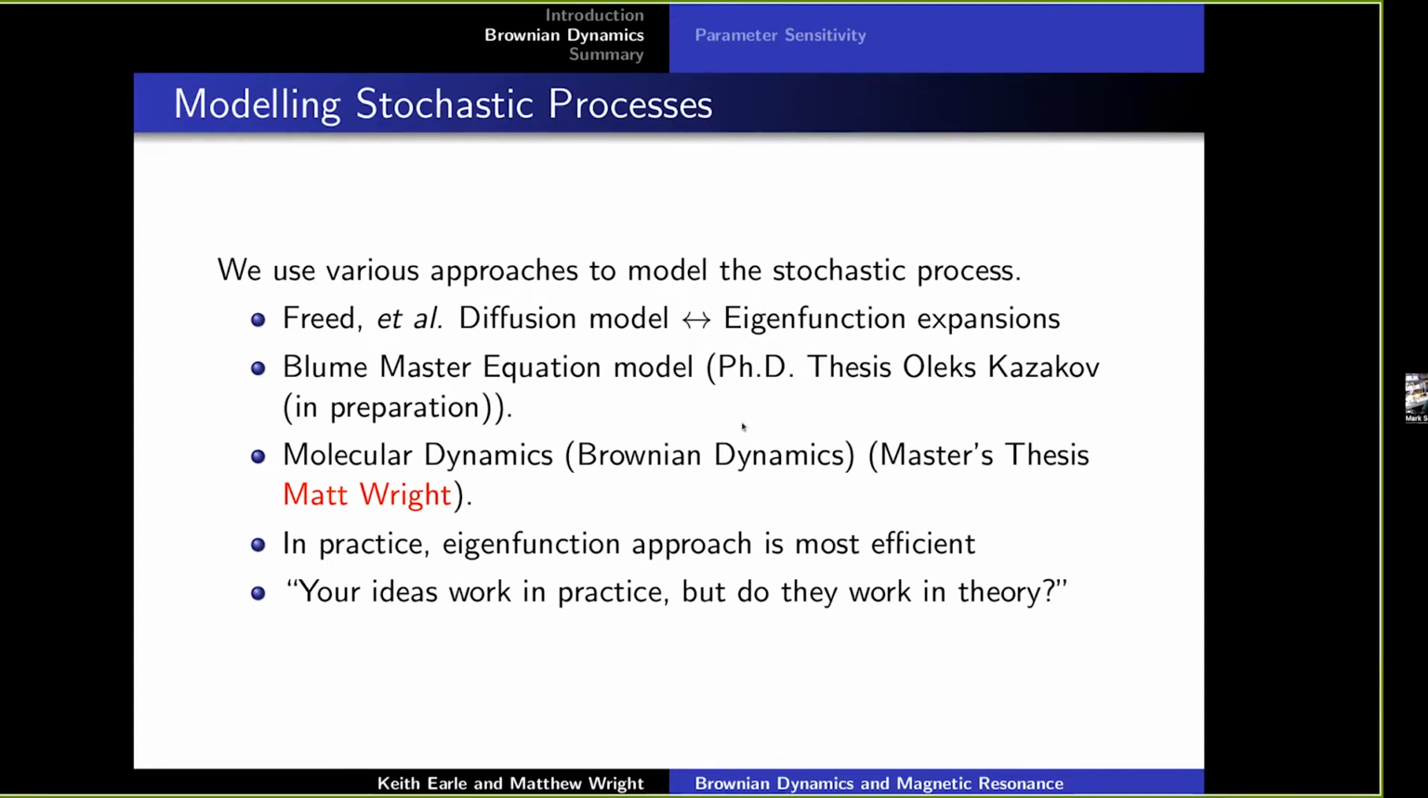There are other approaches that you can use, something called a master equation approach. You can also use molecular dynamics. That's how the video of the tumbling box and the tumbling T4 lysozyme molecule were generated earlier. In my hands, at least, the eigenfunction expansion approach of the diffusion model is the most efficient. And of course, we always have to observe that your ideas work in practice, but do they work in theory?